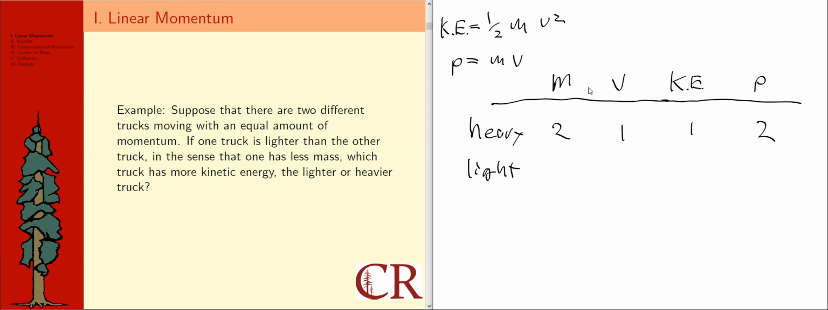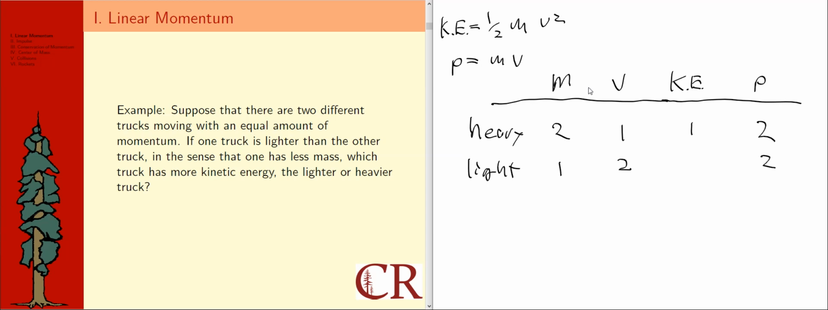Now we're going to go to a lighter truck, and I'm again playing kind of similar games I did in the last example. I'm just going to drop the mass by half, so 2 goes down to 1. In order to keep the total amount of momentum the same, though, I'm going to have to bump up the velocity by 2, right? Because since momentum is just these two multiplied, that means that the product has to be the same.